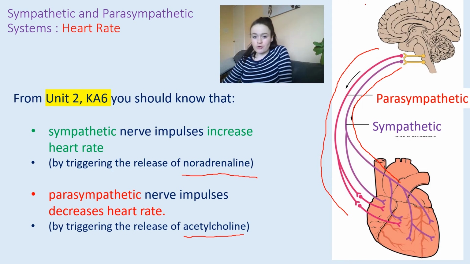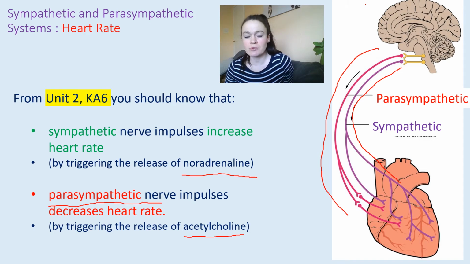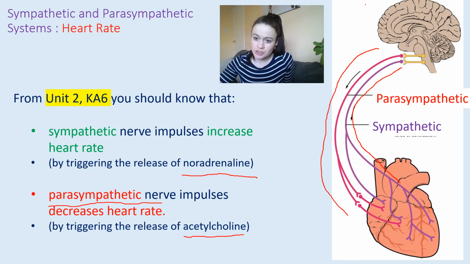Okay, so if your body needs your heart to pump faster, the sympathetic nerve kicks into place, and that releases the noradrenaline, which causes an increase in heart rate. If we're now at a rest situation and we're not needing to move fast, we're not needing lots of oxygen in our blood flowing around the body to respond to things, if we're just resting, the parasympathetic system plays a bigger role, and this means that we're releasing the hormone acetylcholine to reduce our heart rate.